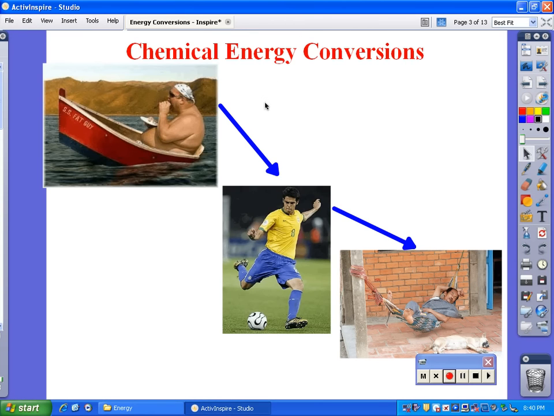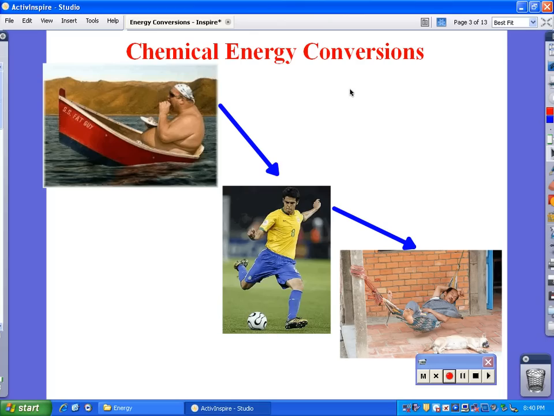This is kind of my joke on chemical energy conversions. The SS Fat Guy has lots of stored chemical energy in the form of excess fat, hence the SS Fat Guy. This is chemical potential energy. It is sitting there waiting to be used. It looks like a lot of it is sitting there waiting to be used.